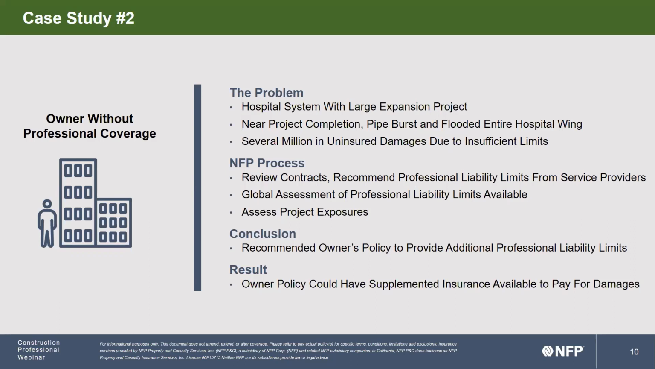We came to them at the end of the day after assessing all the professional liability limits available on the project and the exposures of the project, and recommended an owner's policy in order to provide additional professional liability limits to the project. They ultimately decided not to buy the owner's professional liability policy. And as a result, they had to eat the cost of the several million in uninsured damages that resulted from the pipe bursting on their project.